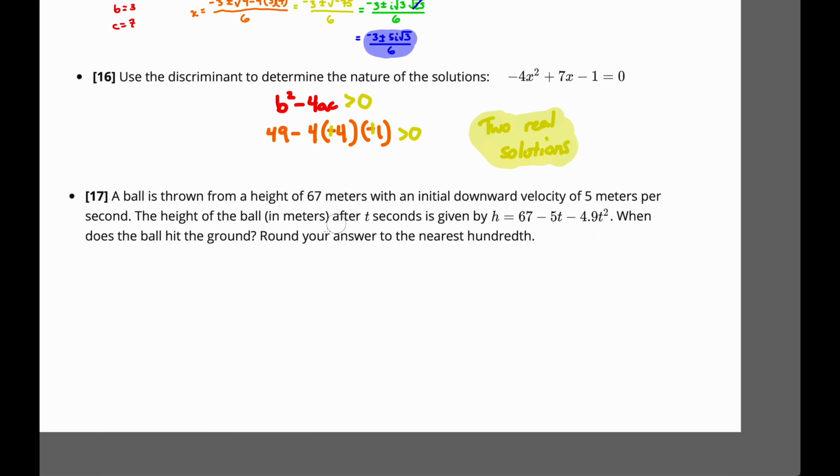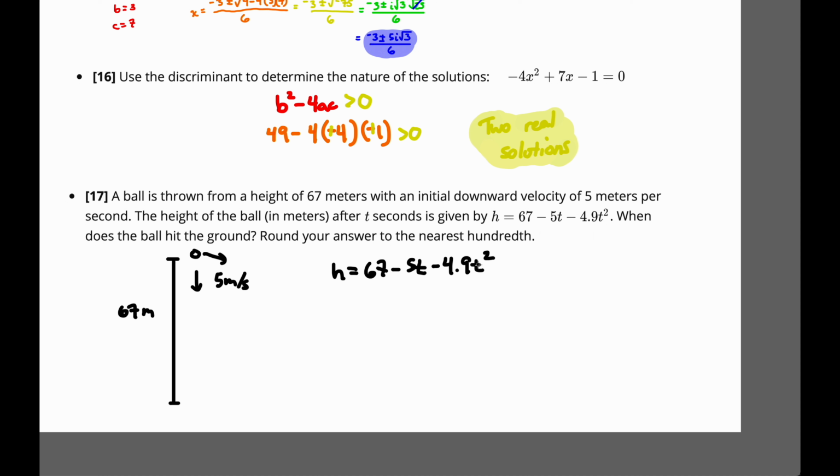And the last thing, it says a ball is thrown from a height of 67 meters. Okay, so I'm going to draw this out first, just to kind of get an idea of what we're working with here. So, a ball is thrown, so it's thrown here. And this is 67 meters. Okay, initial downward velocity, so it's going downward 5 meters per second. The height of the ball in meters after t seconds is the following. Okay, so we didn't really need to write all that down because it actually gives us an equation that models this whole thing. So rather than a picture model, we can just look at this equation model.